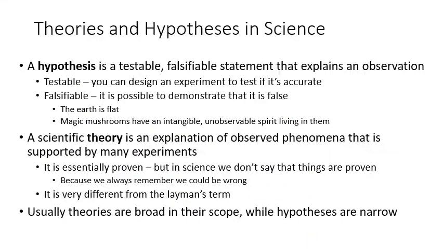So first, well, I guess second, we'll go over the differences between a hypothesis and a theory in science. A hypothesis, as I mentioned, is a testable and falsifiable statement that explains an observation or answers the question that you had about that observation. Testable means that it's possible for you to make an experiment that will test if this hypothesis is true or not true. And falsifiable means that it is possible to prove that the hypothesis is wrong.